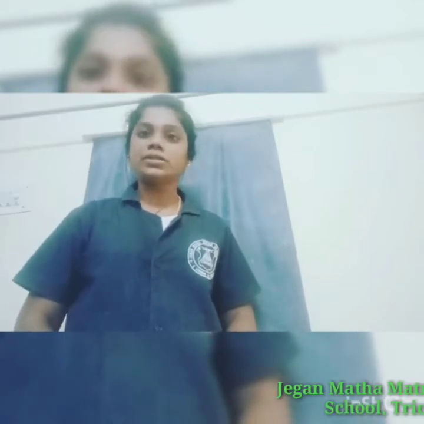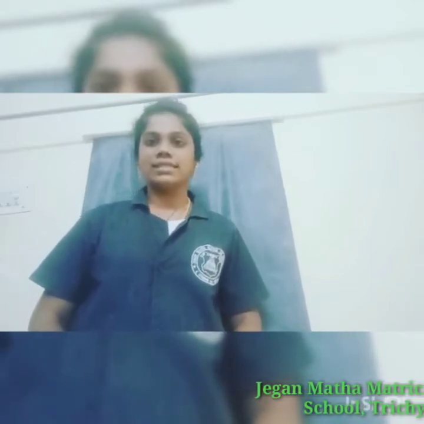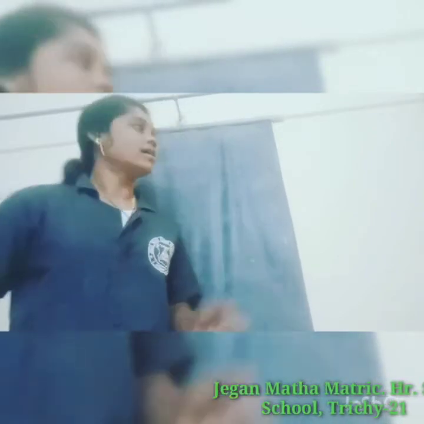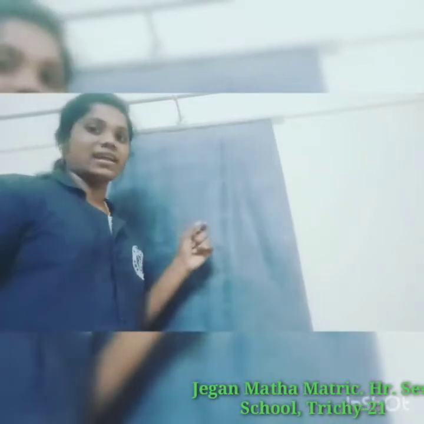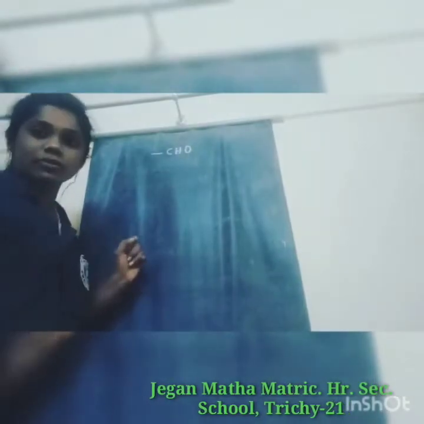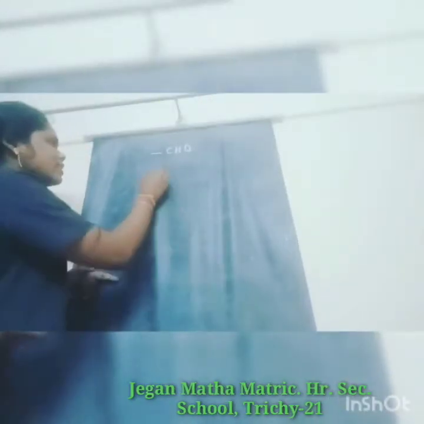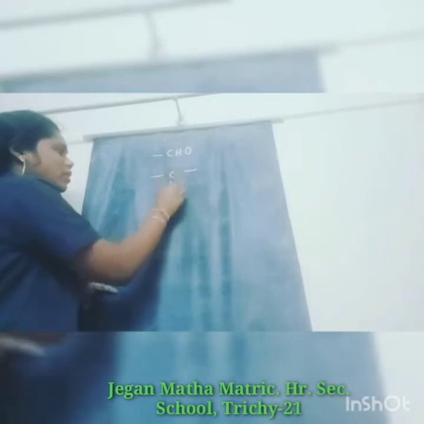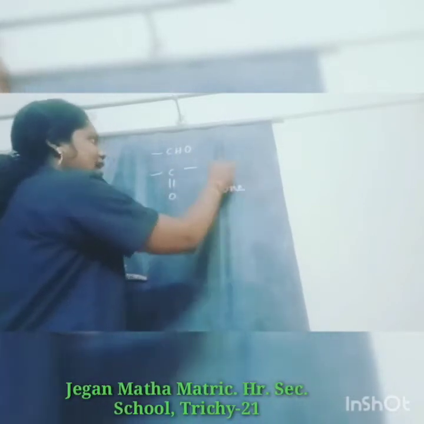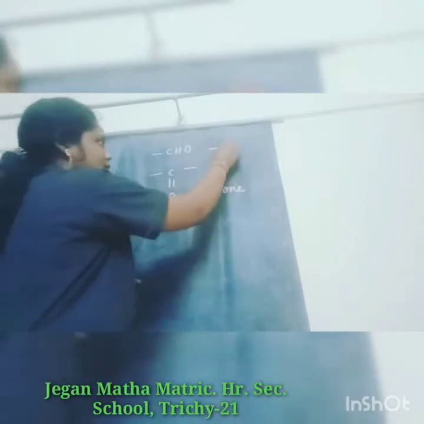Hi students, in today's session I am going to explain the nomenclature of aldehydes and ketones from chapter 12, carbonyl compounds and carboxylic acids. Okay, let us see the nomenclature of aldehydes and ketones. First, what are the functional groups? Aldehyde means CHO, so this is the functional group of aldehyde, and the ketone functional group is C double bond O. The ketone suffix is -one and the aldehyde suffix is -al.